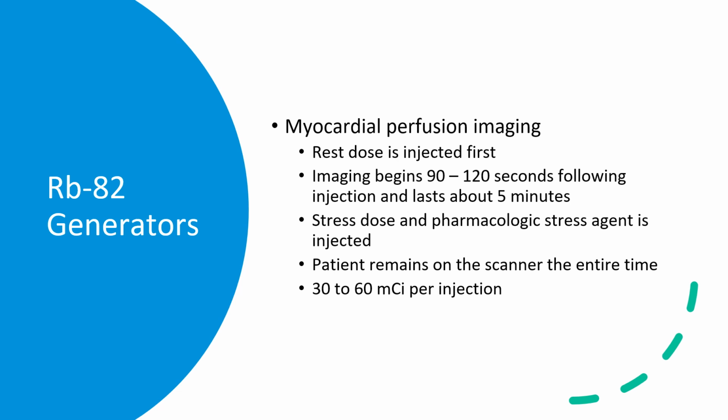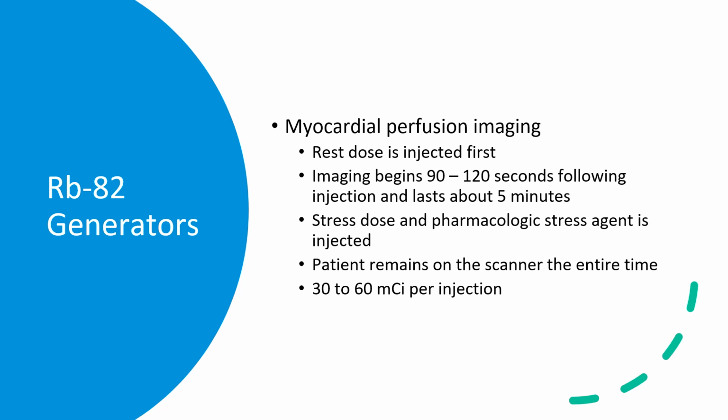Rubidium-82 generators are used for myocardial perfusion imaging. The rest dose is injected first. This is not like a general nuclear cardiology stress test with SPECT where you can do 2-day or you can do stress first or anything like that. There's not as much variability there. The rest dose is always injected first.